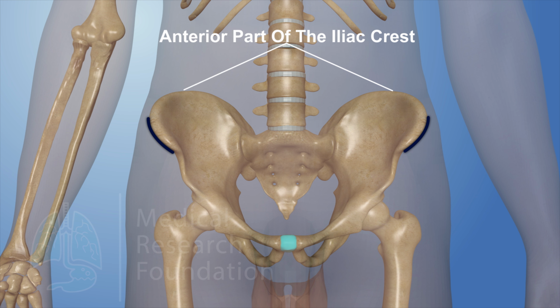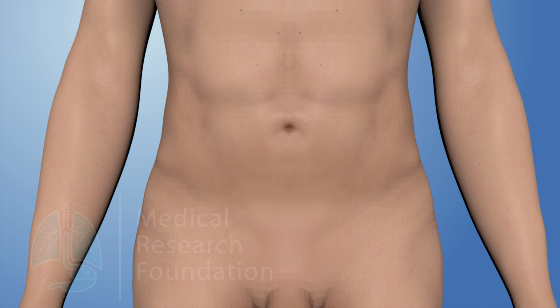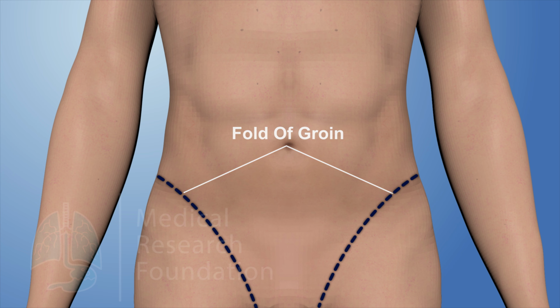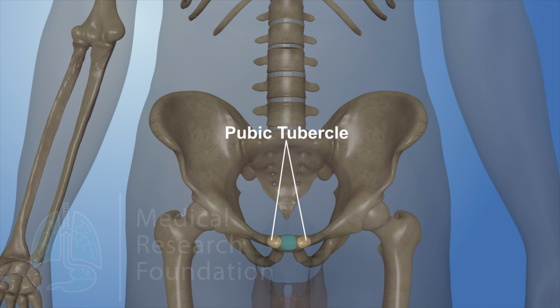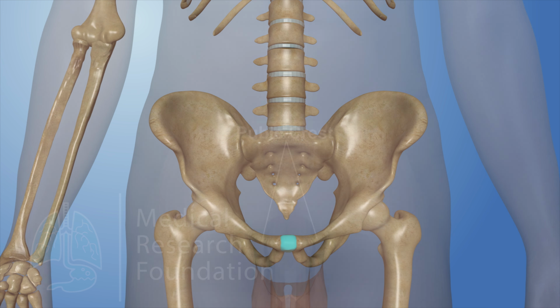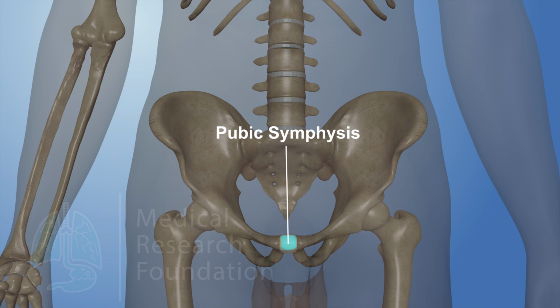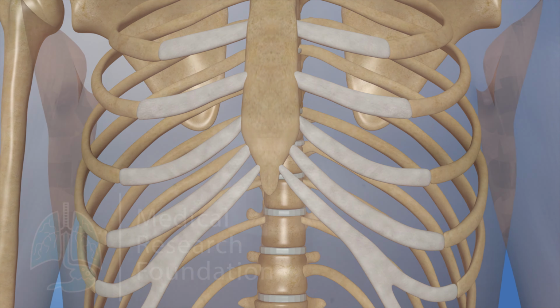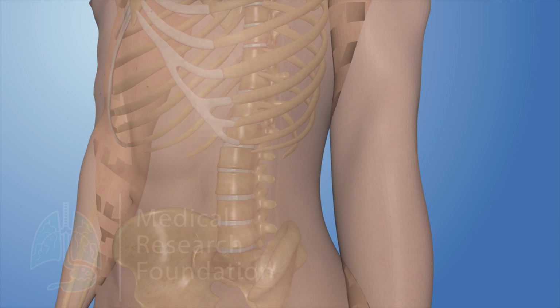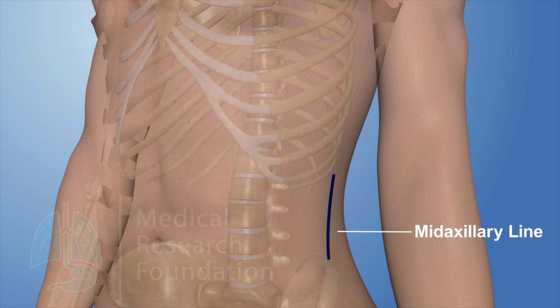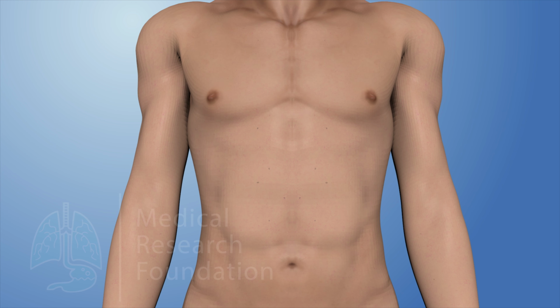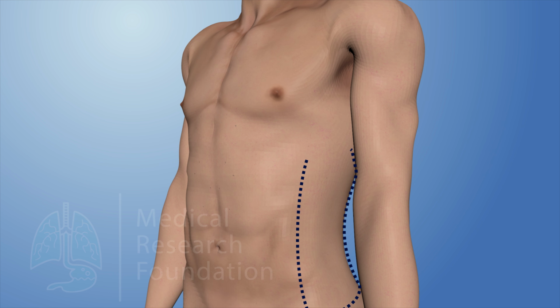Below, it is bounded by the anterior part of the iliac crest, folds of groin, pubic tubercle, pubic crest, and pubic symphysis. And on each side, it is separated from the posterior abdominal wall by the mid-axillary line. Clinically, the term anterior abdominal wall includes both the front and side walls of the abdomen.